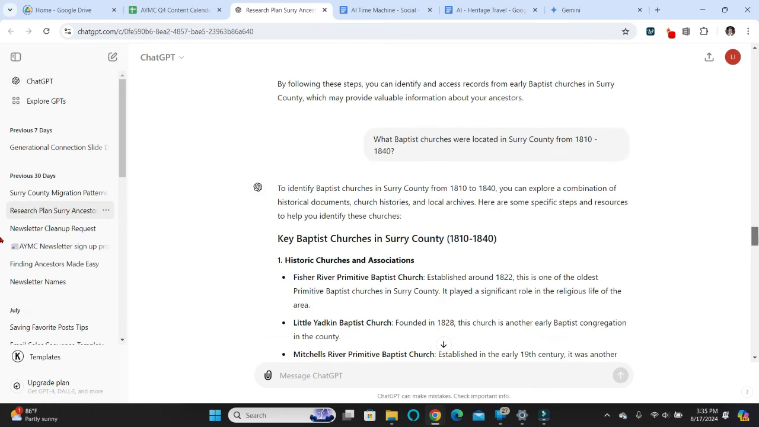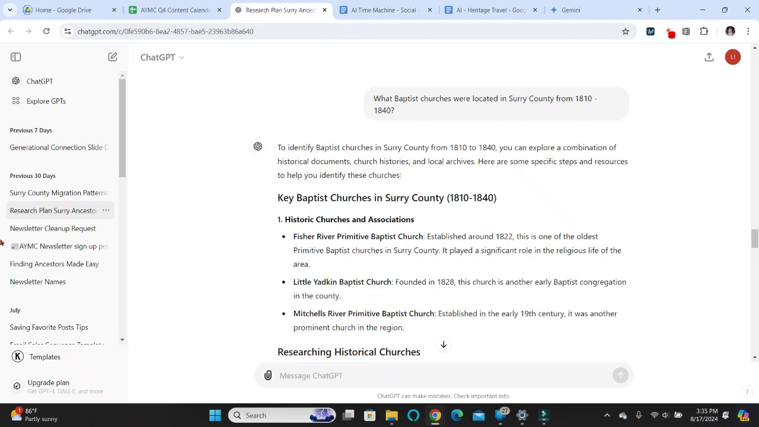So I said, let's see if we can narrow this down any more. I asked, what Baptist churches were located in Surry County from 1810 to 1840? And here's where ChatGPT started to get what I was trying to get after. Again, this was a back and forth conversation I was having with AI. And so it said, all right, here are the key Baptist churches.